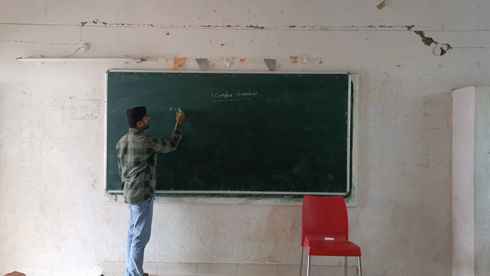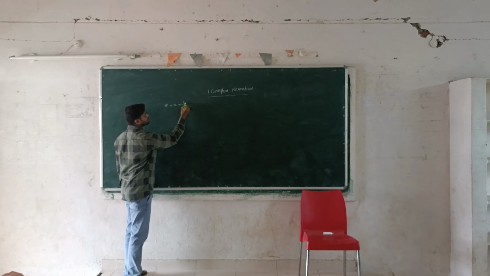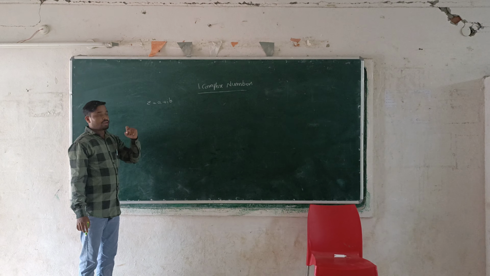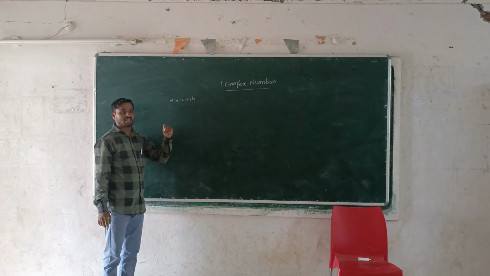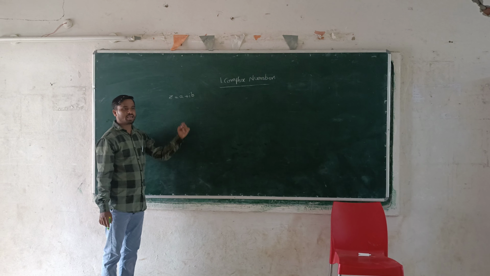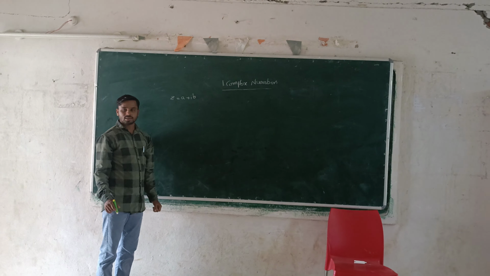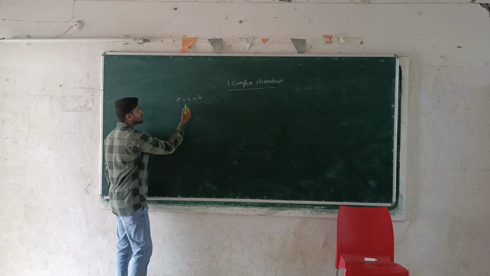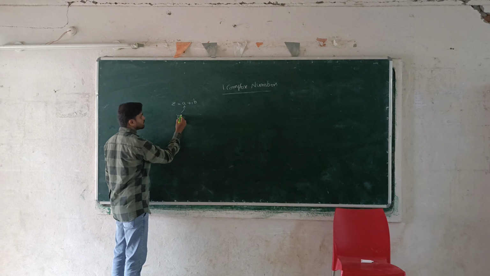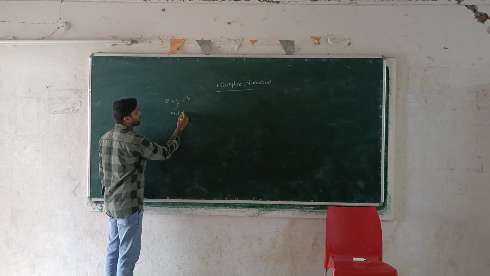Z is equal to a plus ib. So this is a complex number. A complex number is of the form Z is equal to a plus ib. Okay? So can you tell me what is here a? A is nothing but the real part. What is that? Real part.